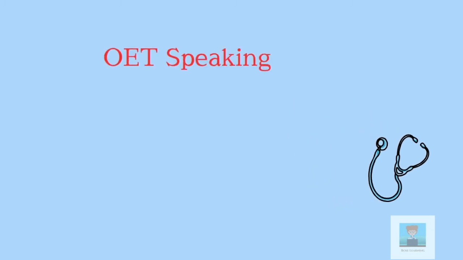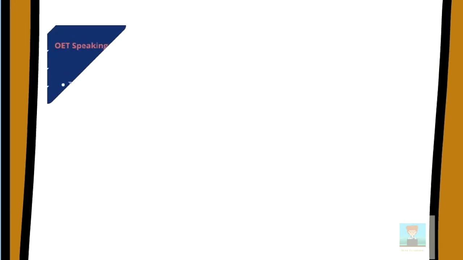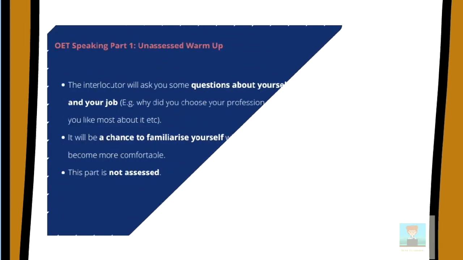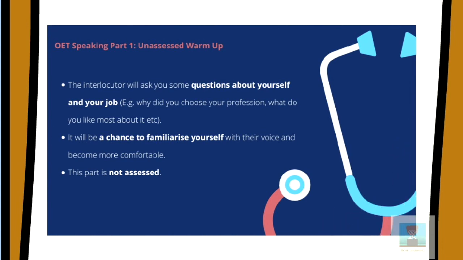Now, the OET speaking subtest is divided into 3 sections, and again it's profession specific. The first part is an unassessed warm-up. The interlocutor will ask you some questions about yourself and your job. For example, why did you choose your profession? What do you like most about it, etc. It's a little bit like the introduction part in the IELTS.